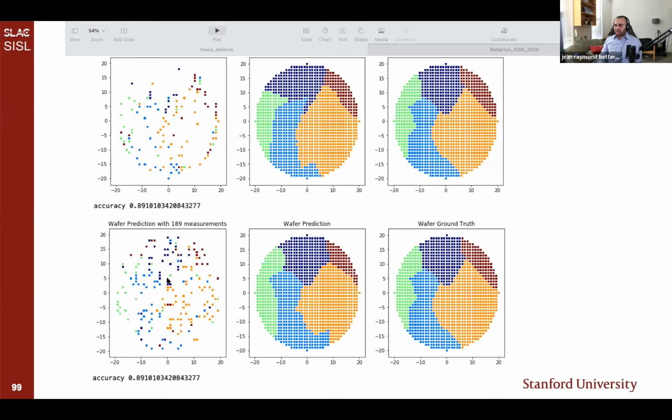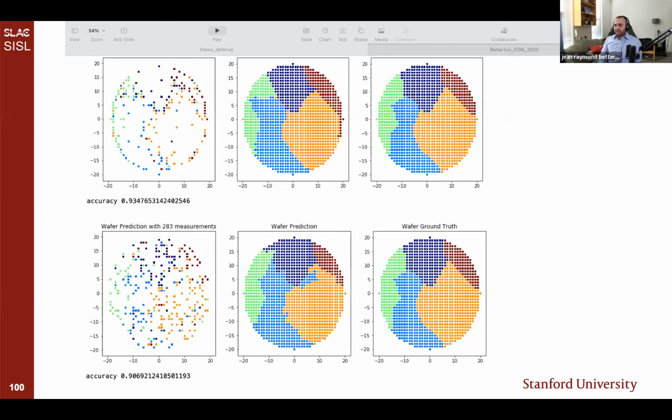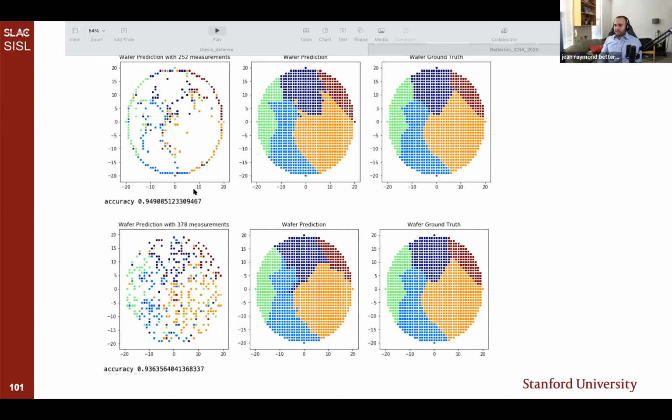So here they're actually tied. But then as we allow the adaptive scan to take more measurements, it starts to pull away. 189 versus 283 measurements, but the loss is higher, even with more measurements. And then here, with almost 400 measurements, it's barely starting to catch up to the adaptive scan, which does a pretty good job of tracing the boundaries, in my opinion.